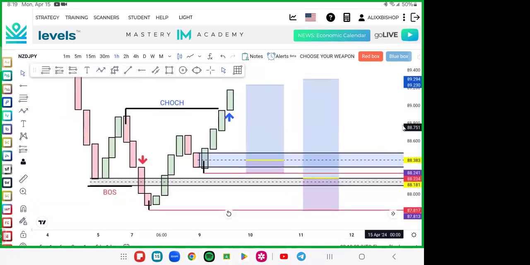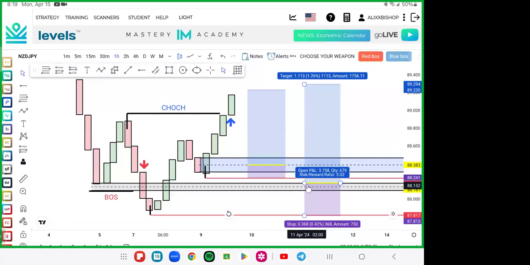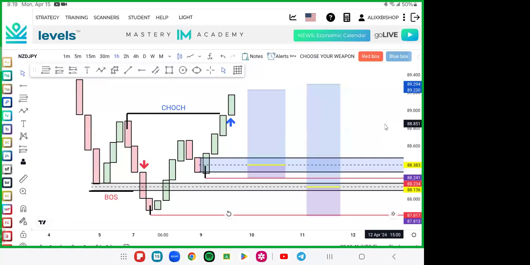Go ahead and take a screenshot of this if you need to. This should be in your notes, guys, so you can go ahead and have this while you trade. This is very important. Very, very important, guys.